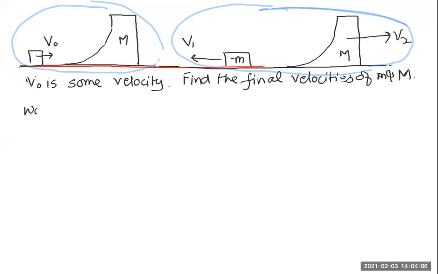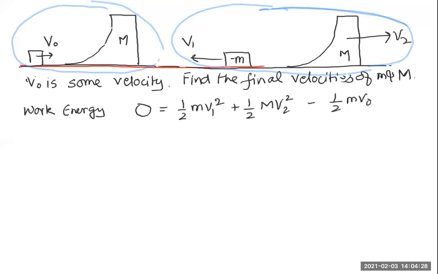Work energy, work done 0, final kinetic energy. हाँ, मैं केवल इतना लिख दे रहा हूँ, उसके बाद करो, you do it yourself. मैं केवल ये इक्वेशन लिख रहा हूँ. ये आ गया वर्क एनर्जी थ्योरम का इक्वेशन. अब आगे करिए अपने आप.